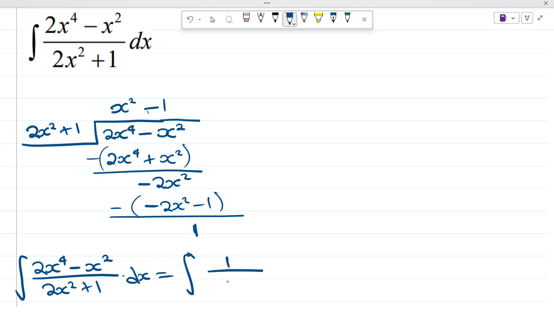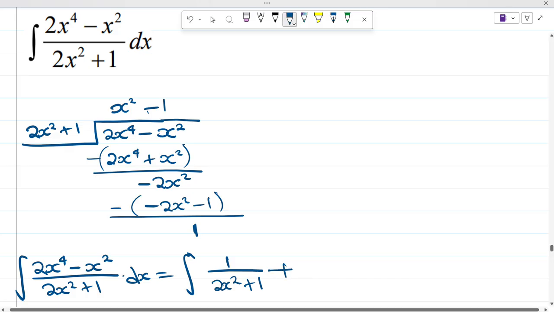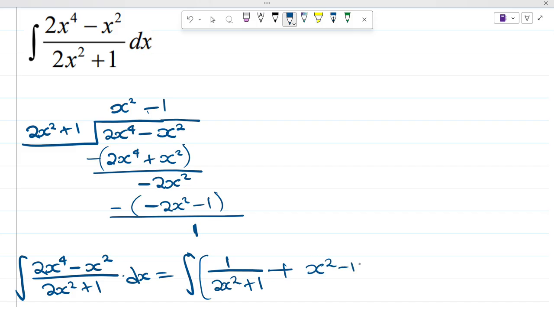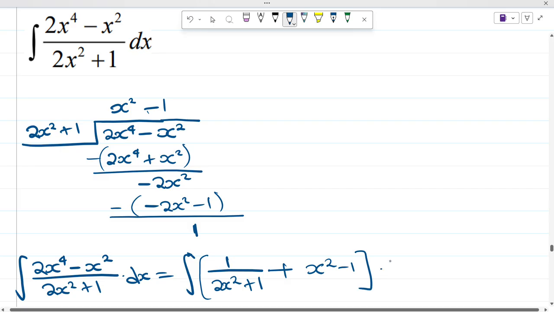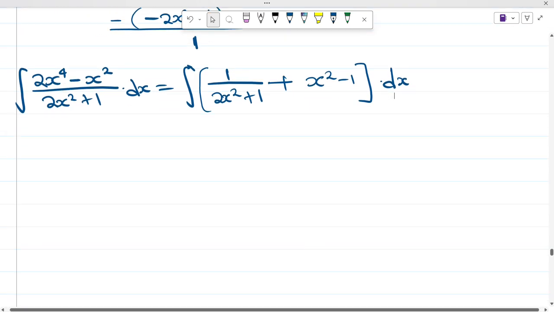So it's going to be 1 over 2x squared plus 1, dx, plus the quotient, which is x squared minus 1, and then dx. So instead of integrating the original, we integrate this, because we just rewrote the quotient using the long division method, and then it became this format. Makes sense, right? Then from there we will split.